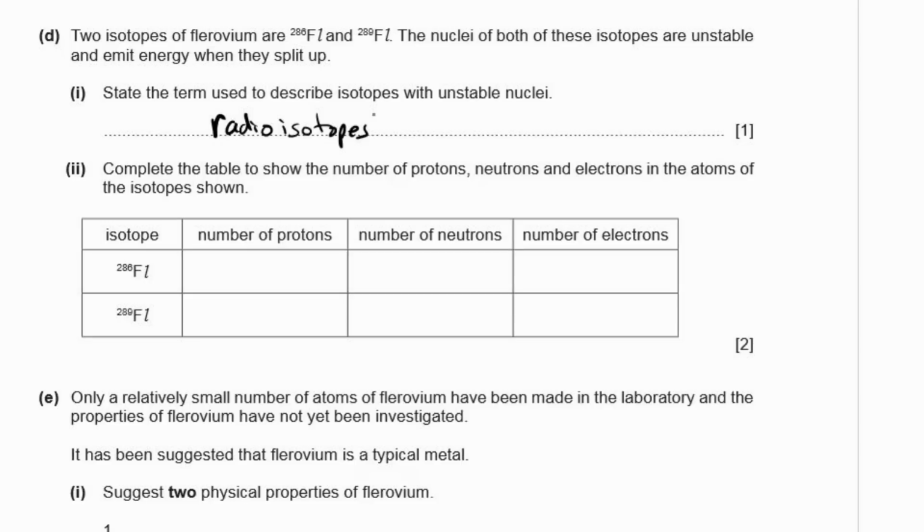So to complete the table to show the number of protons, neutrons, and electrons in the atoms of the isotopes shown. For flerovium-286, they already told us up above that the atomic number, or the proton number, is 114. If the proton number changed, it would be a different atom, so that's not going to change regardless of what the isotope is. So the number of protons is 114 in both of those. As it's an atom, not an ion, the number of electrons is also 114. And the only number that changes is the number of neutrons.